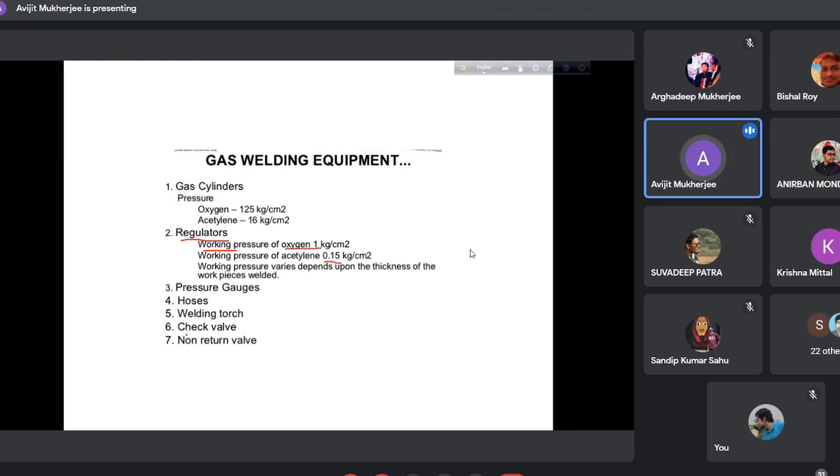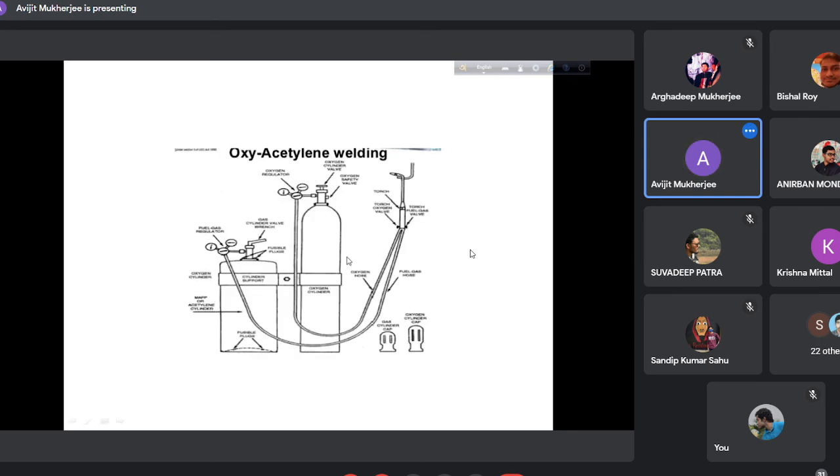Check valve, all these are very important. Check valve, because otherwise an explosion may take place. Because our working pressure should be for oxygen 1 kg, for acetylene 0.15. These are the setup. All these valves, regulators are there. Knobs, and these are the cables. This is the torch.